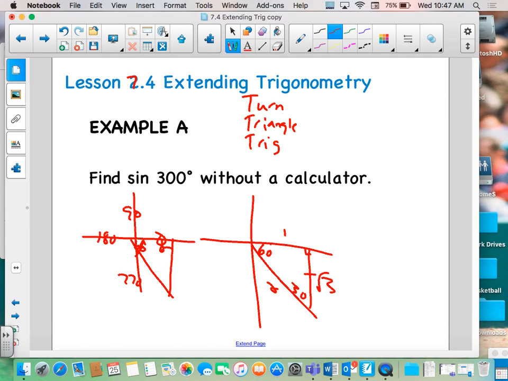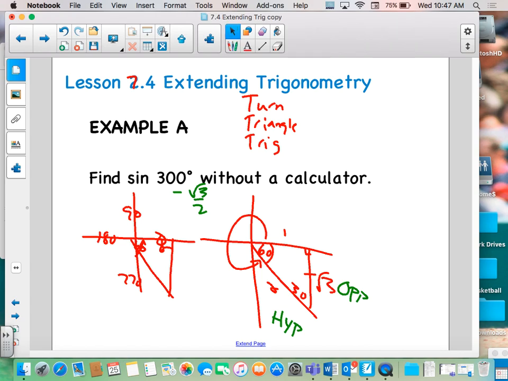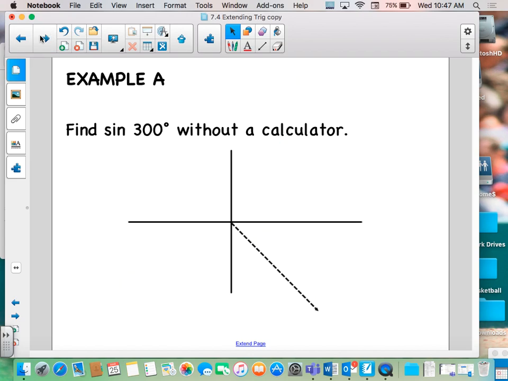So now I go from this reference angle and I do the sine of 60 degrees to get the sine of 300. So here's my 300-degree turn. This reference angle is going to help me out. So if I label my sides, this is opposite, this is hypotenuse. My answer is negative root 3 over 2. So this is called an exact answer. If you typed it in your calculator, you get a decimal of like negative 0.866. But the exact answer is going to use our radicals or square roots.